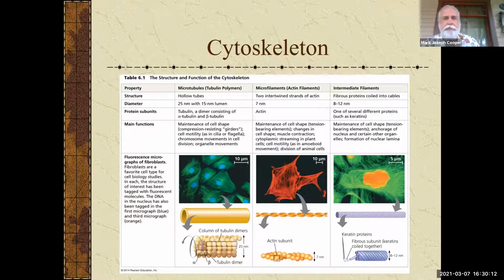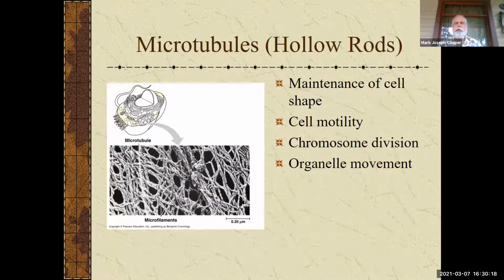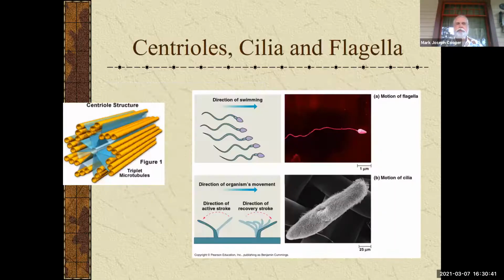So they all have kind of different looks to them and different functions. So let's quickly go through. Microtubules are hollow rods. So kind of the shape and motility are important on these. We're going to talk about chromosome division later, and then organelle movement. So the organelles in your cell float around. We always talked about floating around, but it turns out they actually are directed kind of by highways, partially using the microtubules.